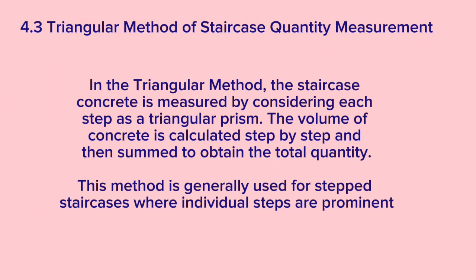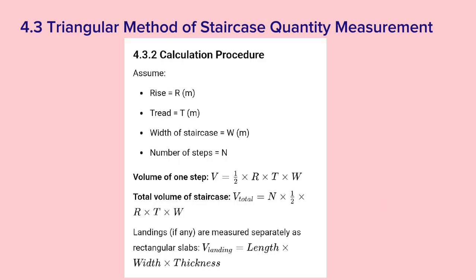Triangular method of staircase quantity measurement. Explanation. In the triangular method, each step is considered as a triangular prism. The volume of one step is calculated first, and then it is multiplied by the total number of steps. This method is generally used for small or masonry staircases.